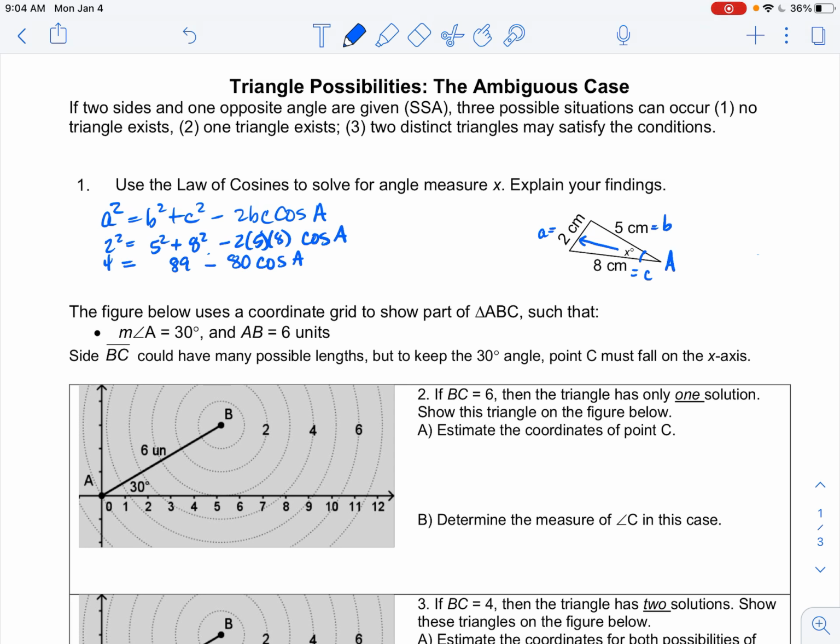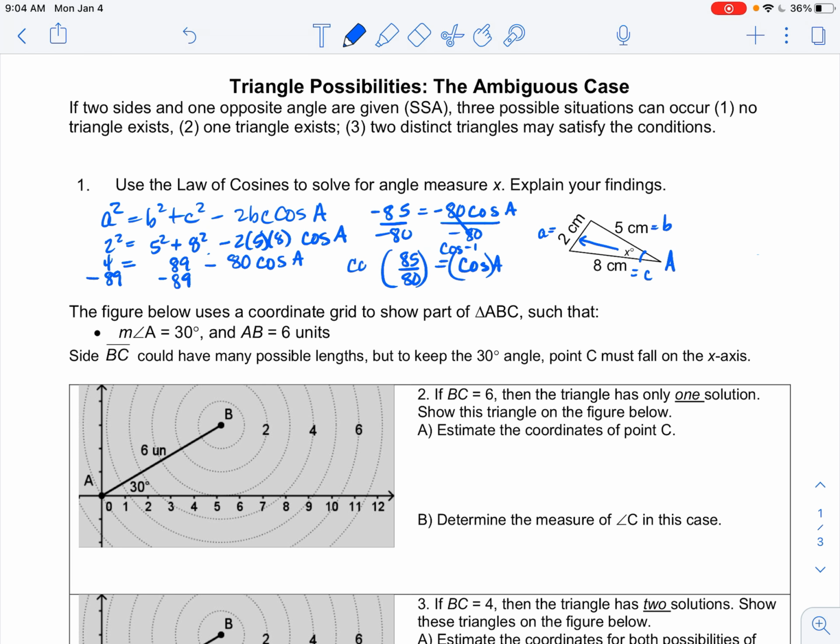Now you cannot subtract these two because 80 is being multiplied by cosine of A. Now I can subtract 89 to the other side of the equation, and so 4 minus 89, that's negative 85. Divide both sides by negative 80, and cosine of A is equal to 85 over 80. So any question about this? Well, let's keep working. Maybe you don't see it.